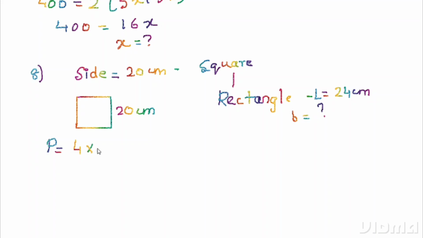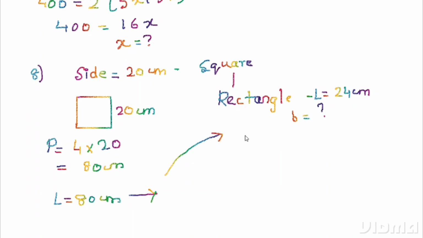That is 4 into side. So 4 into side is 20. So perimeter is 80 centimeter. So I can say that the length of the wire is 80 centimeter. Now this same 80 centimeter length, I am making it a rectangle.